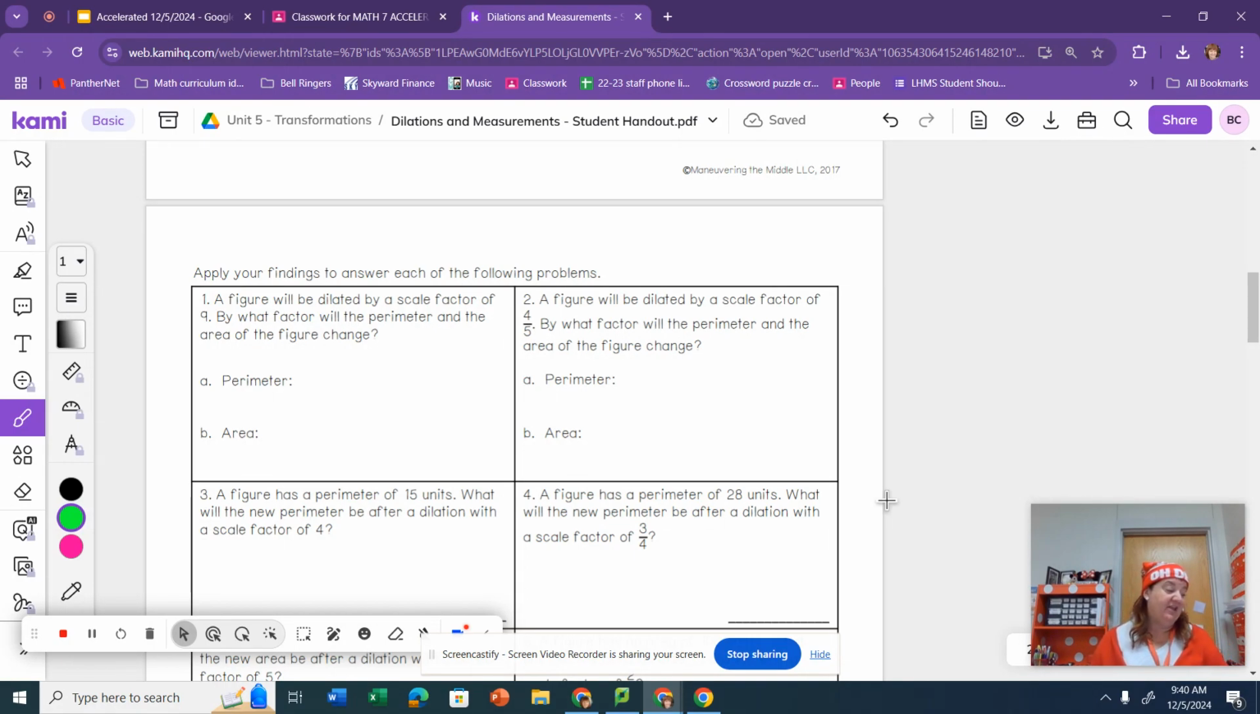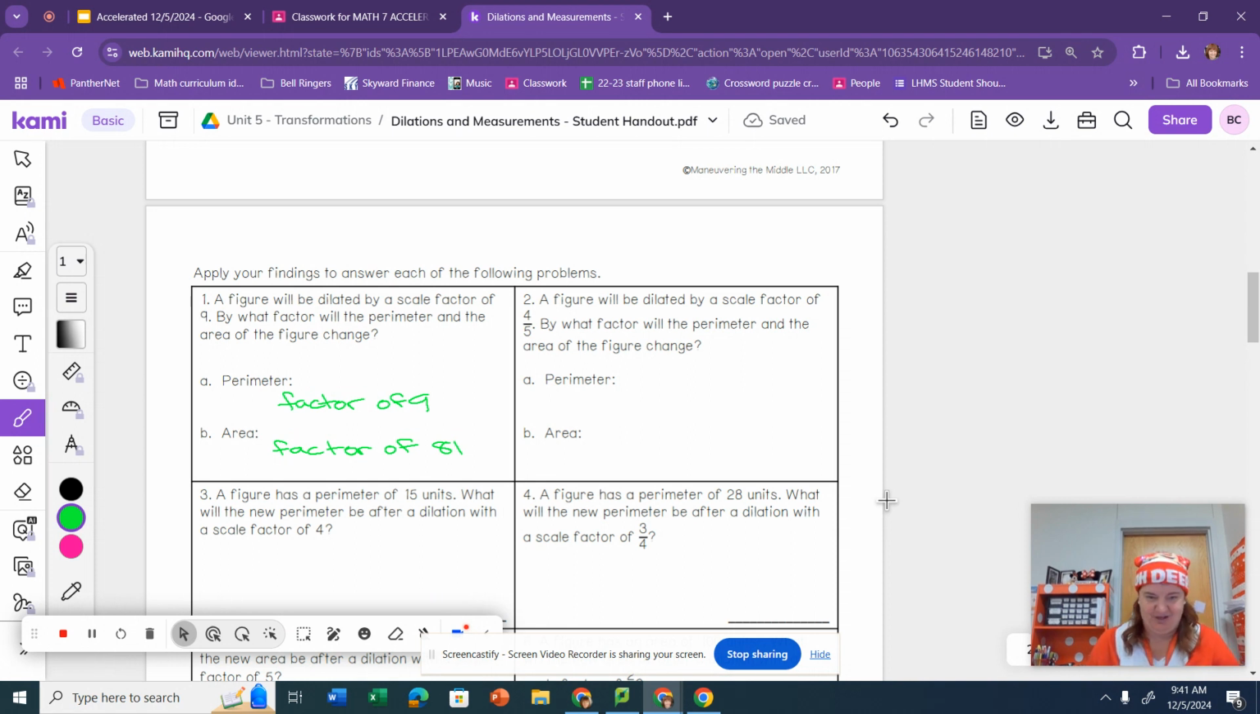So, a figure will be dilated by a scale factor of 9. By what factor will the perimeter and the area of the figure change? So, the perimeter will change by a factor. Factor means multiplying, right? Factor of 9. But the area will change by a factor of 9 squared, which would be 81. So you'd have to multiply by 81. That's crazy.